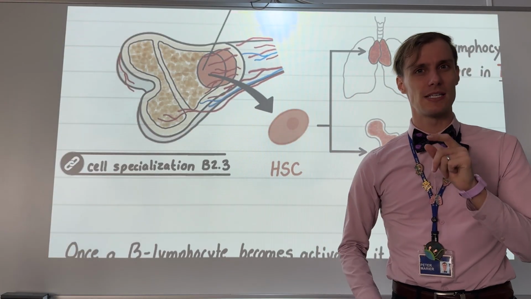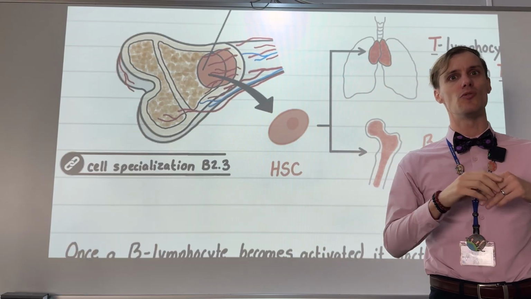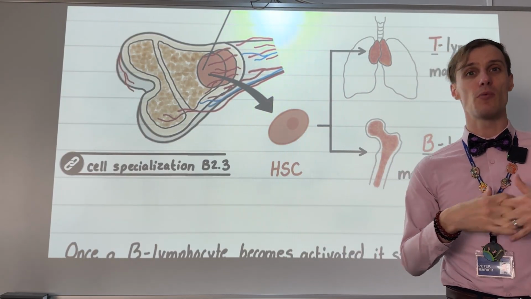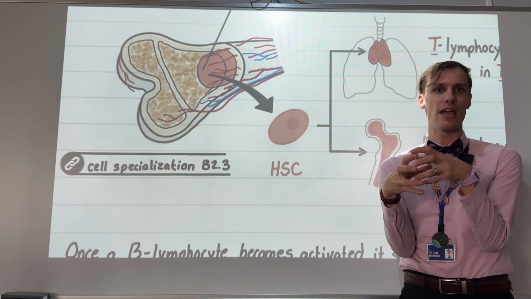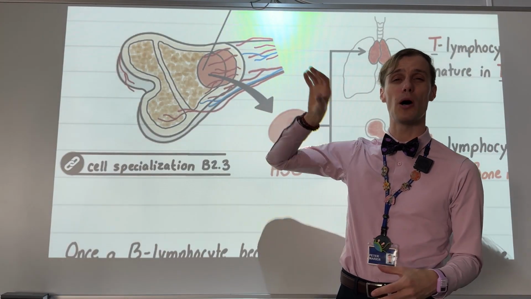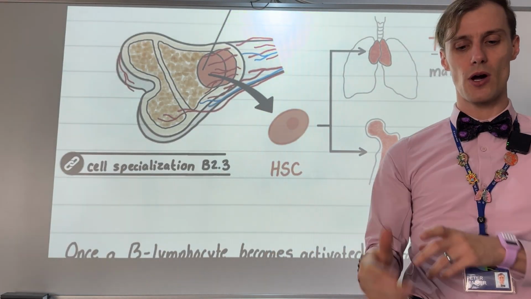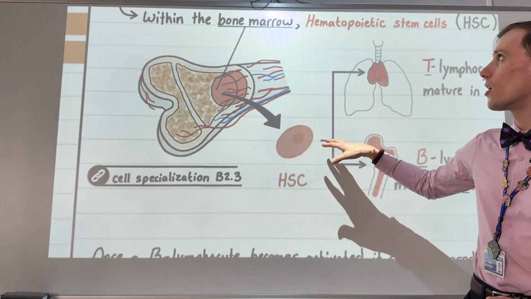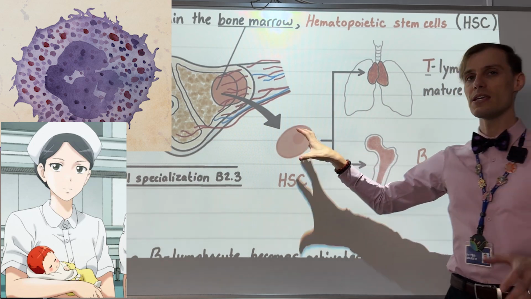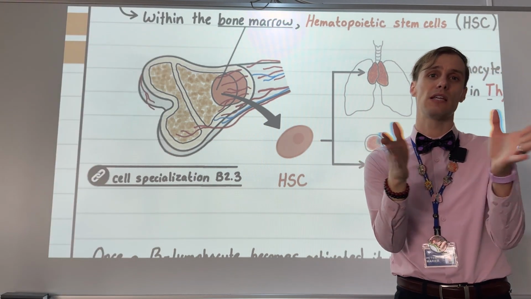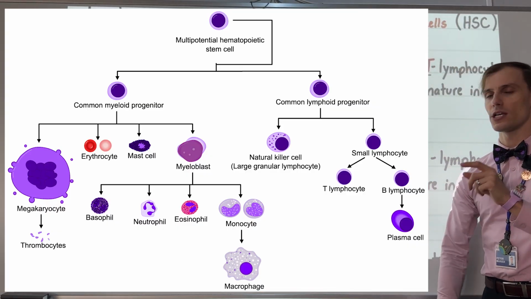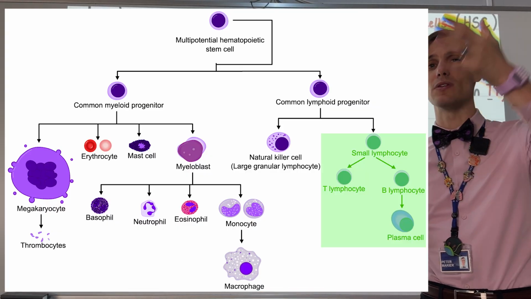Now, recall in cell specialization, we said that cells are able to differentiate from stem cells, but as adults we don't have very many, though we do have some stem cells in key areas called stem cell niches. One of these stem cell niches was located in the bone marrow, or the inside part of your bone. And the cells that we're concerned with here are hematopoietic stem cells, or HSCs. These are multipotent stem cells that are able to differentiate into any type of other blood cell. Specifically, we're going to talk about how they differentiate into different lymphocytes.